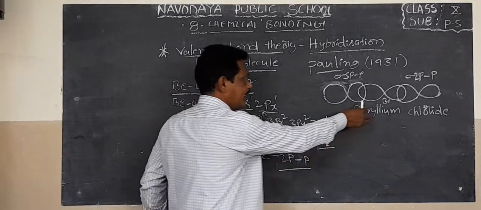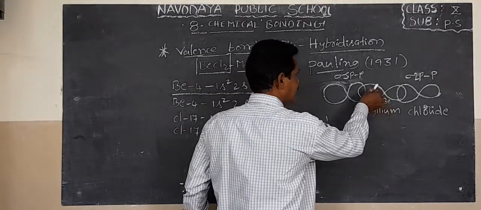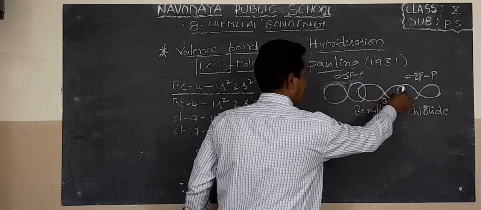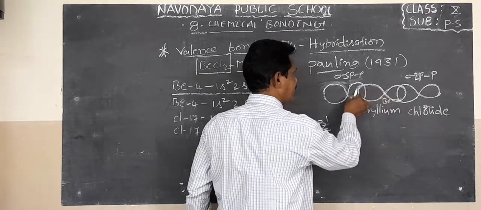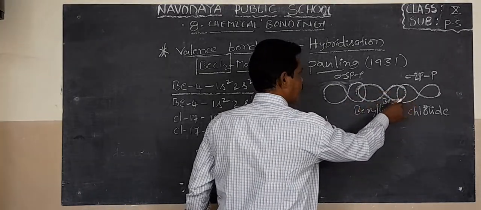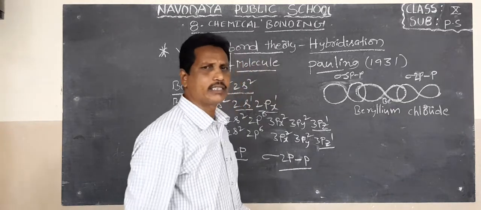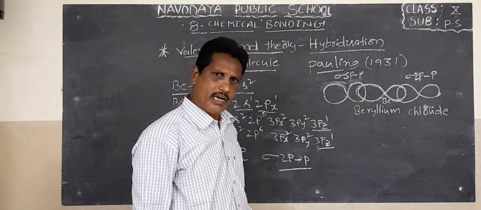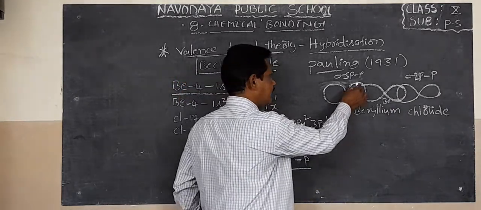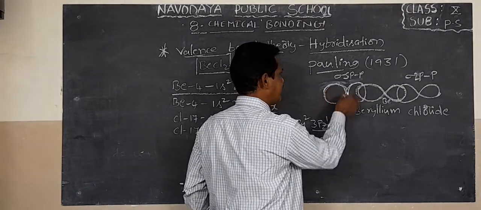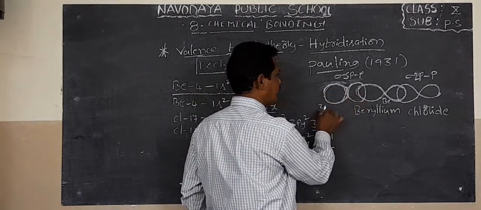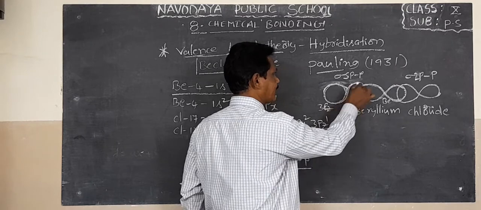This is the beryllium atom. After redistribution and reshuffling of electrons from the 2s orbital to the 2px orbital in the beryllium atom, this is the 3pz of the chlorine atom.